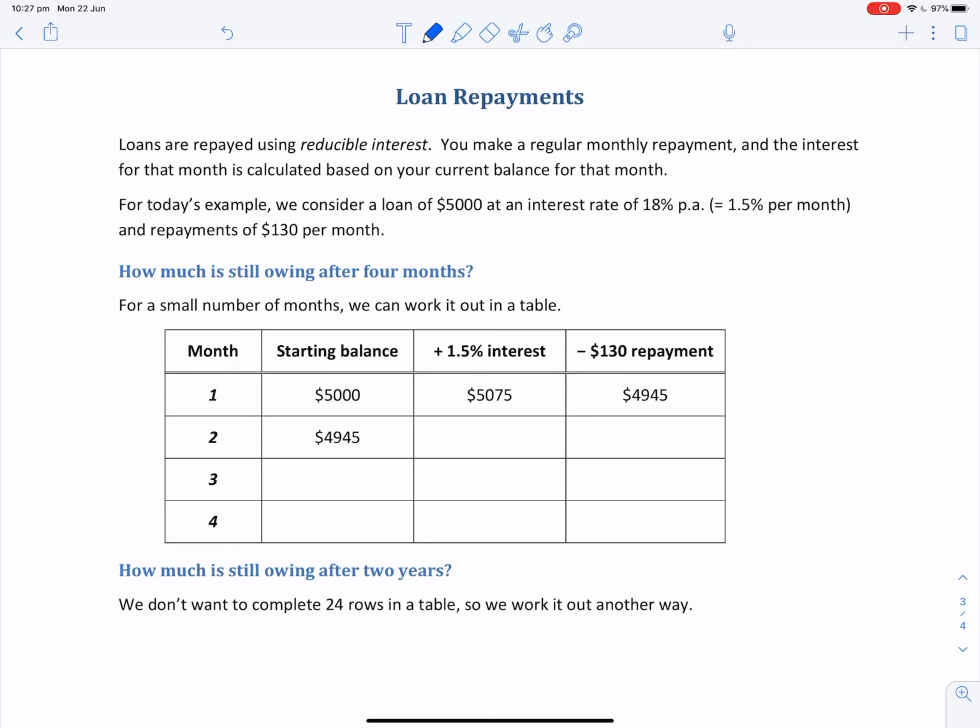So for a small number of months, we can work out in a table. So we've got a starting balance of $5,000 plus the 1.5% interest gives us this value, and then take off the repayment, and that's how much is owing at the end of the first month, and of course that carries over to the beginning of the second month. I will say once again, I made this sheet many years ago actually. These days I would start with 0, 1, 2, 3. The idea of 0 being you haven't made any payments yet.